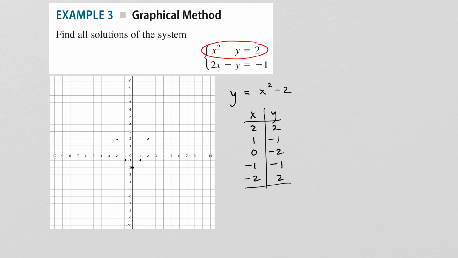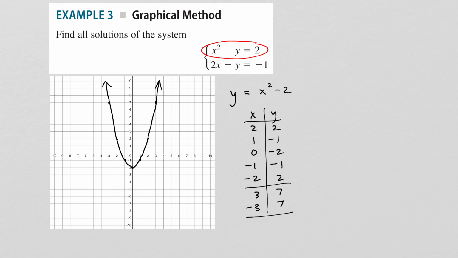Maybe I'll just plug in a couple more points just to get a little better picture. If I plug in 3, I'm going to get 7, and negative 3 is also going to give us 7. So 3, 7 is here, negative 3, 7 is there, and there is that graph.